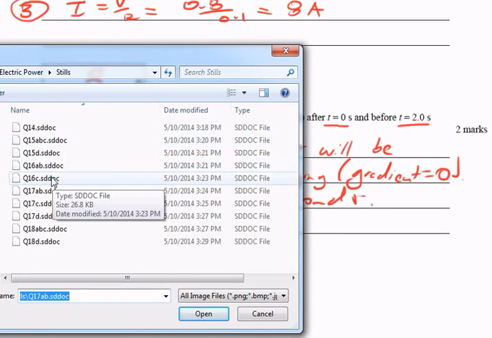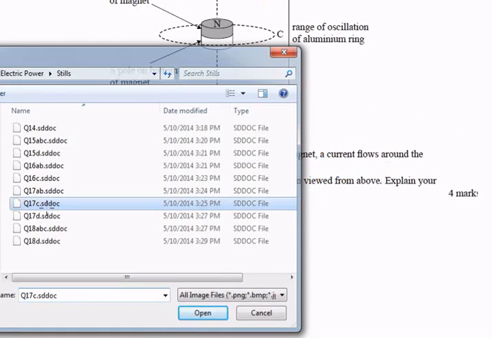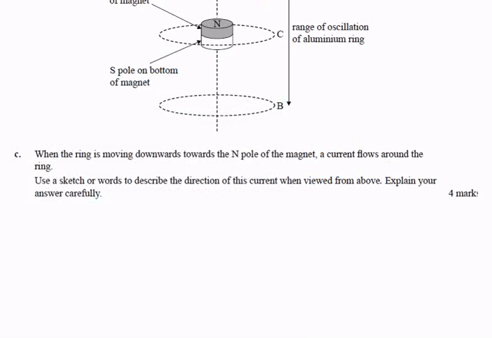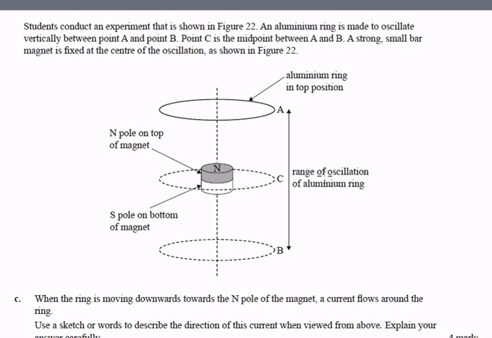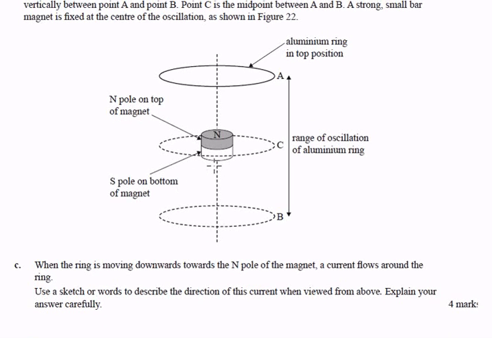This is question 17C. Alright, here's the picture of it again, because this is going to be helpful for this question. When the ring moves towards the north pole, so when it goes from A to C, current flows around the ring. Use a sketch or words to describe the direction of this current. Explain your answer carefully. 4 marks, the big one.